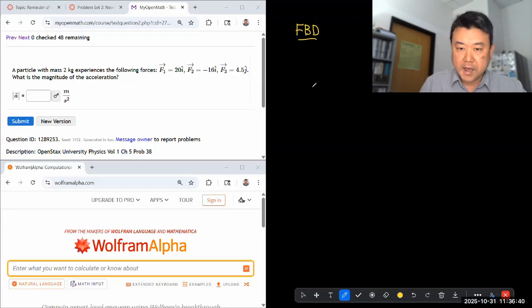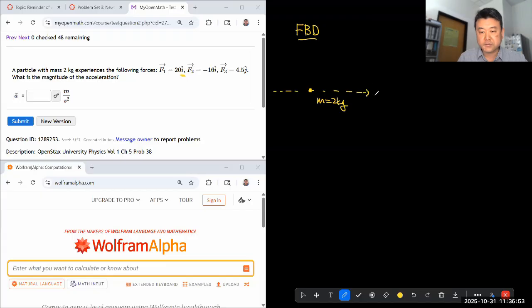That helps me make sure I understand the physical setup. I have a particle of some mass that I am given, 2 kilograms, that experiences the following three forces. F1 is purely in the x direction. Let me say this is going to be my x direction. So F1 this way, and F2 is still in the x direction, but there's a minus sign, so it's going to be in the opposite direction. And then F3, J hat, is in the y direction, so something like this. So those are my three forces.